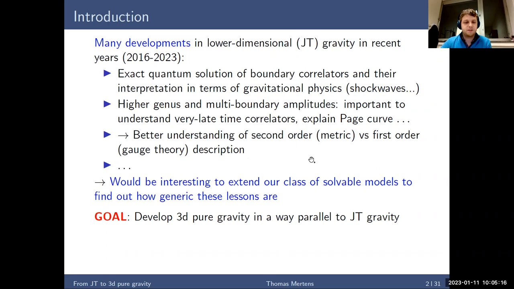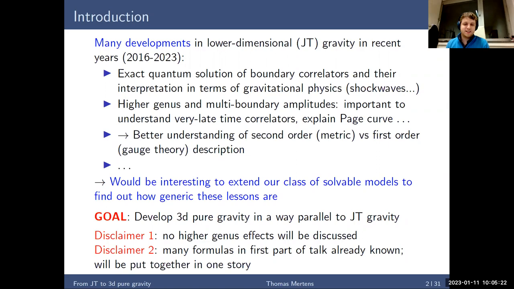Now, I immediately want to make two disclaimers here. The first is that I will not be talking about any higher genus effects throughout my talk. And then the second comment is that many formulas, at least in the first part of my talk, are already known from earlier work by other people. And we will try to put them together in one story.